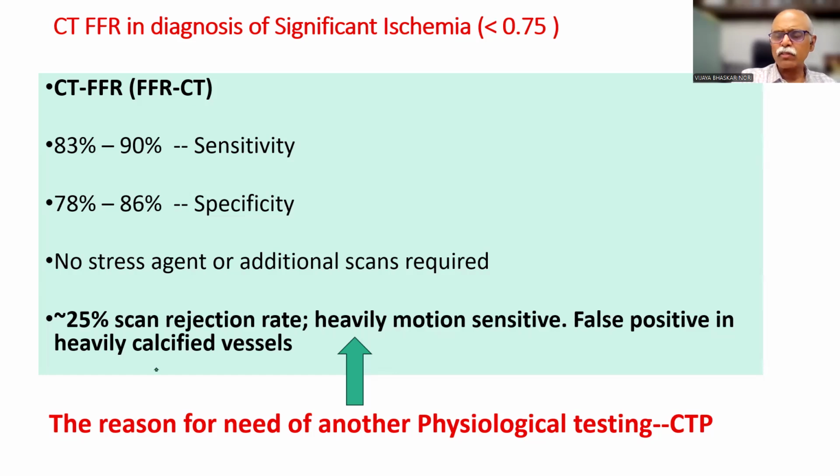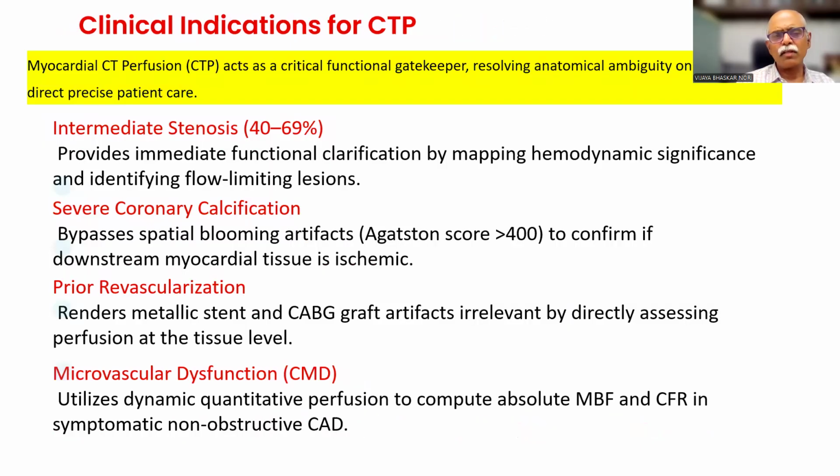They're false positive values. Similarly, heavily calcified vessels, calcium more than 1000. Actually, HeartFlow says that with any calcium more than 1500, FFR is not a good modality to get diagnostic values. So CT-FFR is good, but has its limitations in 25% of people. And that is why you need one more physiological test, CT perfusion, to give you a high degree of accuracy to pick up hemodynamically significant stenosis in the epicardial arteries.